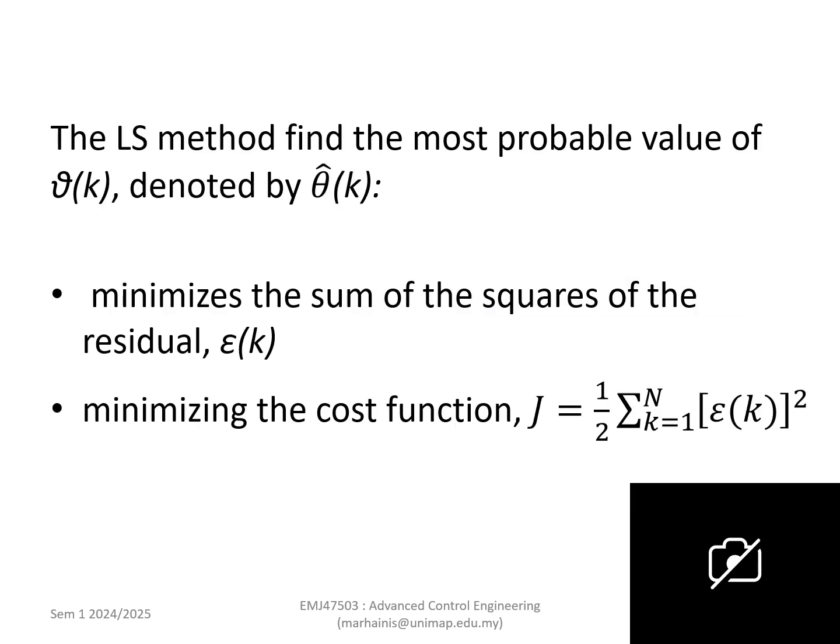As a summary for least square parameter estimation, there are 2 things that we do. The least square method finds the most probable value of theta k, which we denote by theta hat k, where we minimize the sum of the square of the residual zeta k, and we are also minimizing the cost function J. So those are the 2 things that we do in least square parameter estimation in order to get the estimated unknown parameter vector. And the number of parameters depends on the equation given.